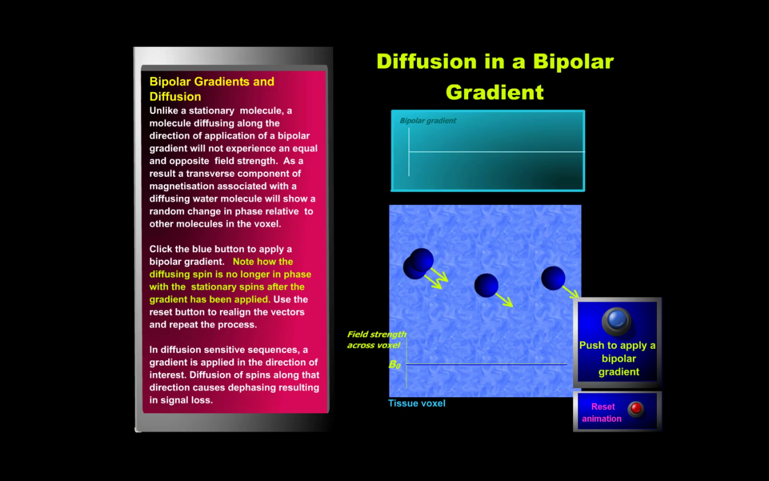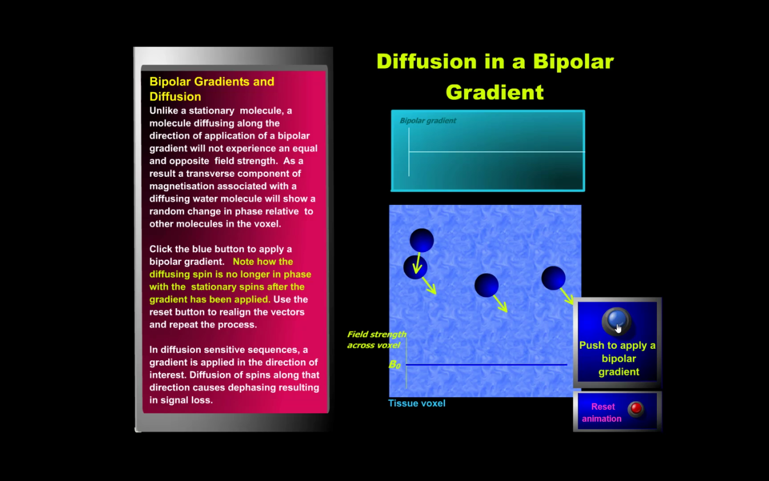So we apply the gradient, and the moving spin is going to experience a speed up and a slow down, but because it's moving, it's going to be in different locations during those 2 phases of the bipolar gradient. So it doesn't get an equal speed up and slow down, so its phase is going to change. So you can see its phase has changed relative to these stationary spins. Now you can imagine if we have many diffusing spins, then they are going to fall out of step with one another because of this bipolar gradient.